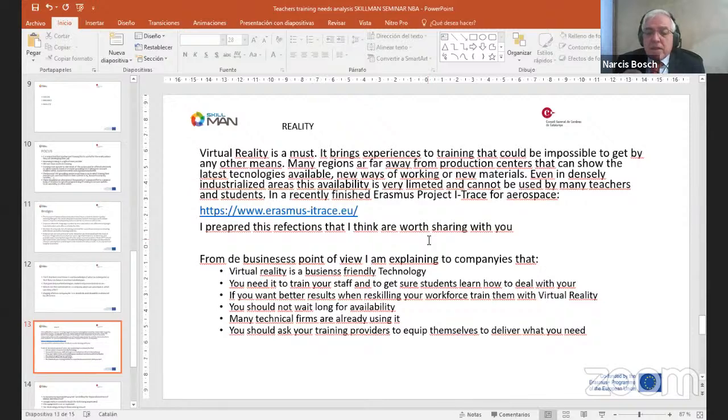In a recently finished Erasmus project, iTrace for aerospace, I prepared these reflections that I think are worth sharing with you. From a business point of view, virtual reality is a business-friendly technology. You need to train your staff and make sure students learn how to deal with it with you. If you want better results, then reskilling your workforce, train them with virtual reality. You should not wait long for availability. Many technical firms are already using it. You should ask training providers to equip themselves and to deliver what you need.